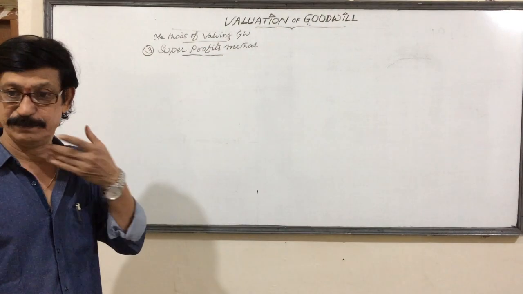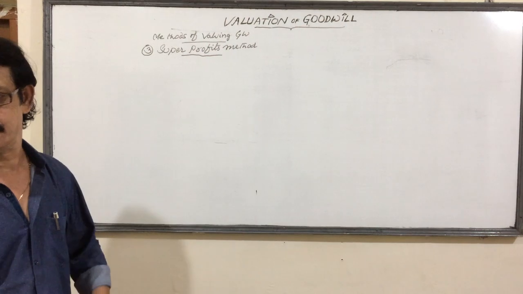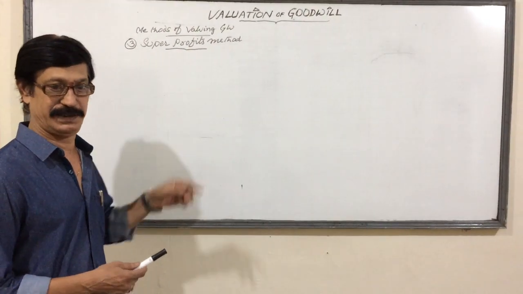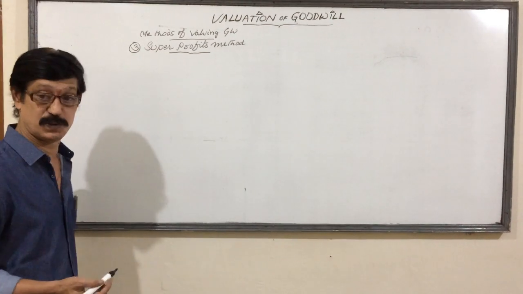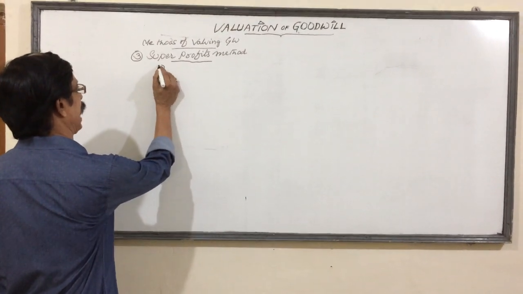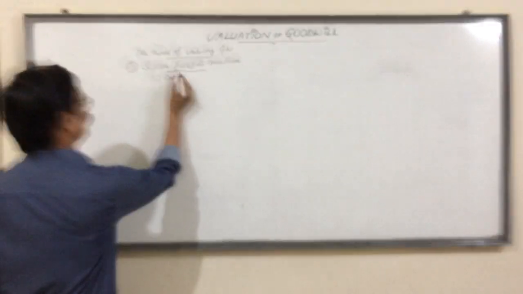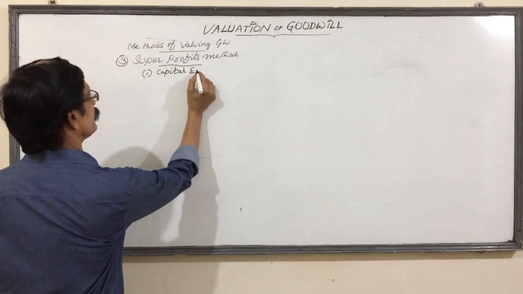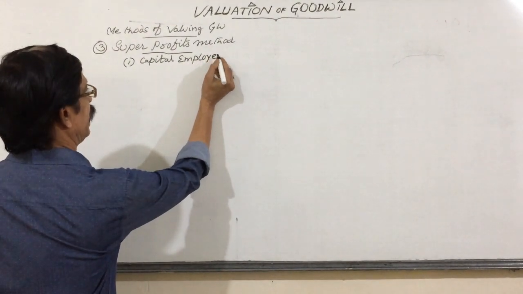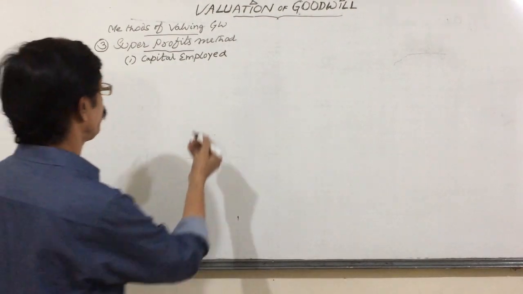Well, dear students, we learned the first method, simple average profits, number 2, weighted average profits, number 3, super profits method. In the super profits method, first we have to find out capital employed. Capital employed in the business, in our business.